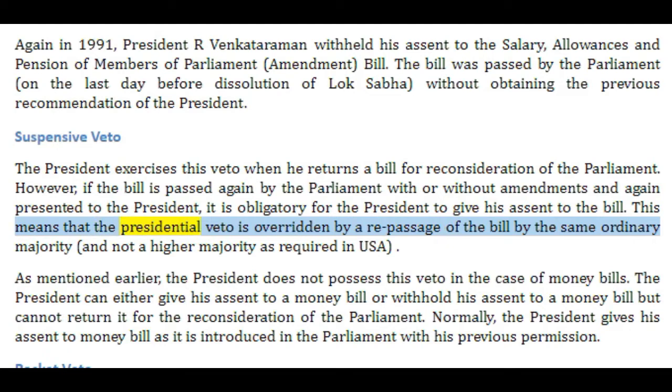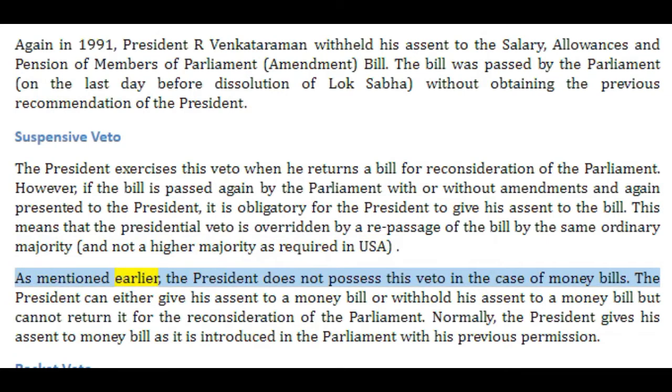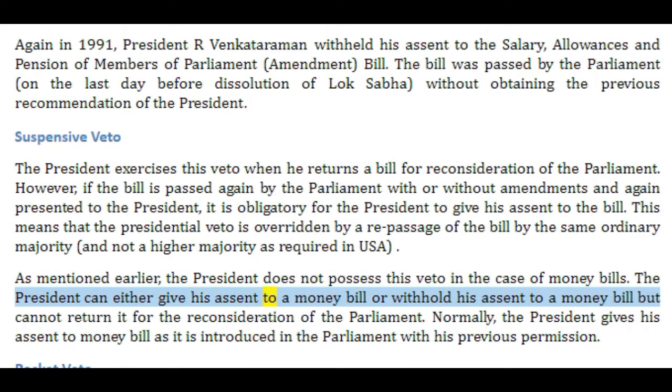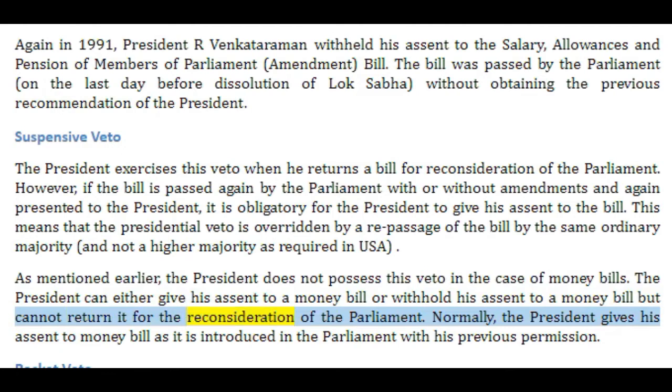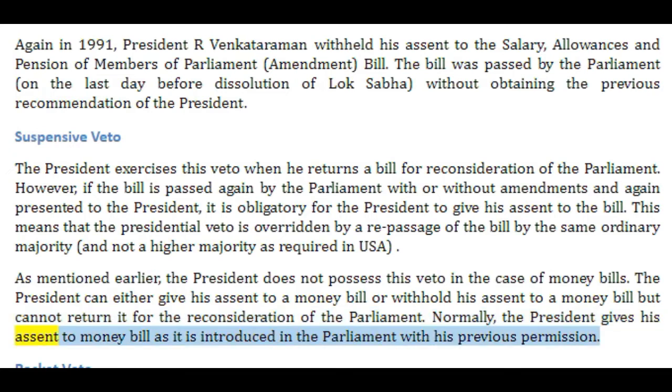This means that the presidential veto is overridden by a repassage of the bill by the same ordinary majority, and not a higher majority as required in USA. As mentioned earlier, the President does not possess this veto in the case of money bills. The President can either give his assent to a money bill or withhold his assent to a money bill but cannot return it for the reconsideration of the Parliament. Normally, the President gives his assent to a money bill as it is introduced in the Parliament with his previous permission.